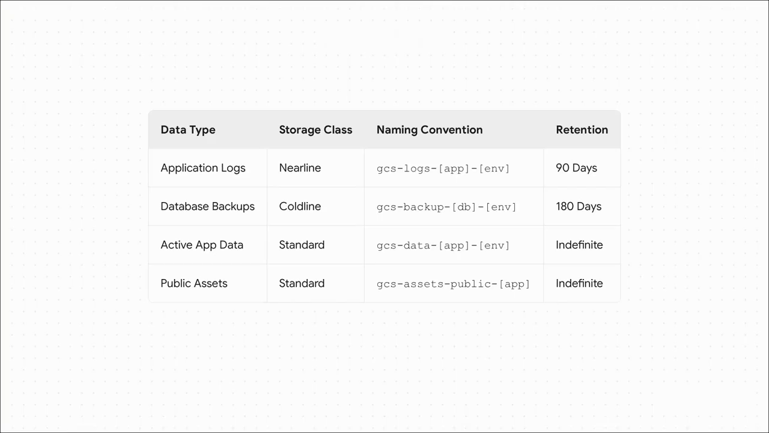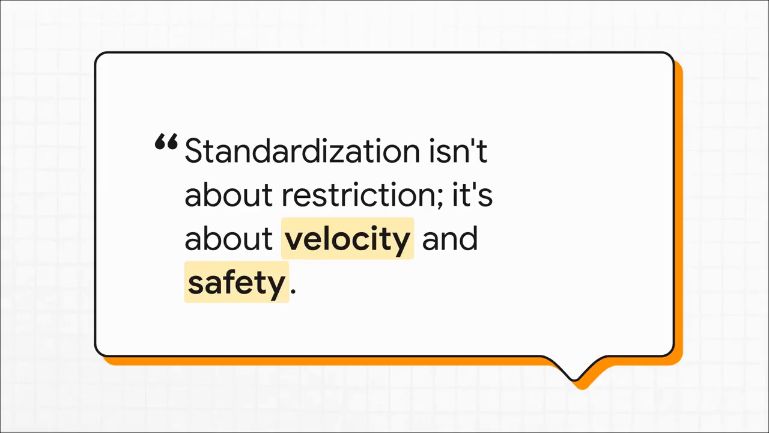Just take a look. Application logs? Okay, they go into cheaper nearline storage, they get the GCS logs prefix in the name, and they're automatically deleted after 90 days. Done. Database backups? Even cheaper coldline storage, kept for 180 days. The naming convention alone tells you everything you need to know just by glancing at it. And this is such a key mindset shift.